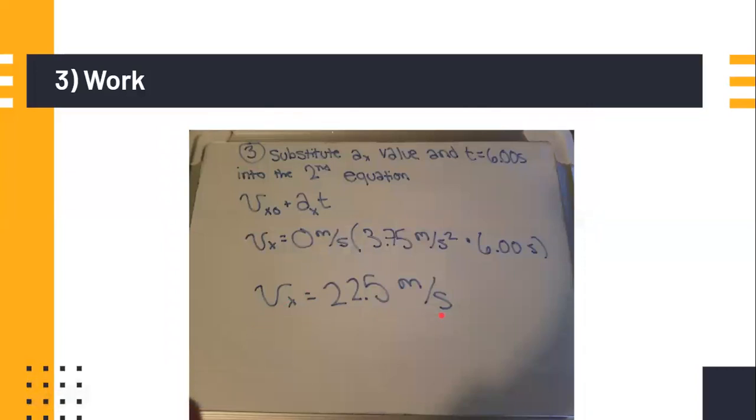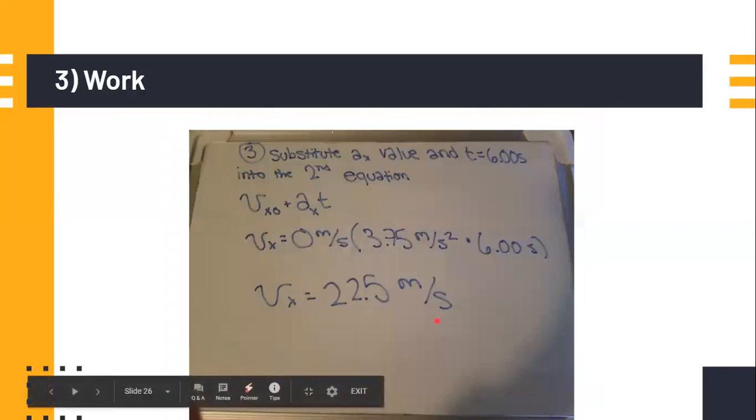So the answer to part A, the acceleration of the block, was 3.75 meters per second squared, and the velocity when t equals 6 seconds is 22.5 meters per second.